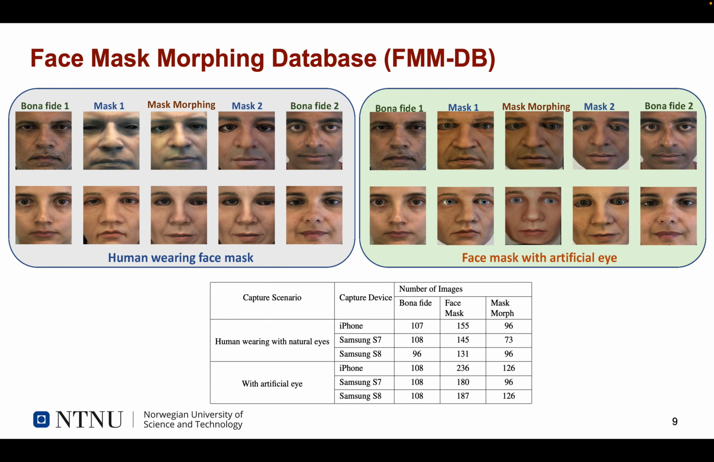Here we can see that the database has two different types of face mask. The first is a human wearing the face mask, and in the second, the face mask is placed on a holder, such that the eyes are artificially placed. This gives a comprehensive analysis for deciding the vulnerability, like whether, if we physically present the mask to the system, it is more vulnerable compared to a human wearing the face mask. In the table we give the statistics of the database. The database is publicly available for research purposes.